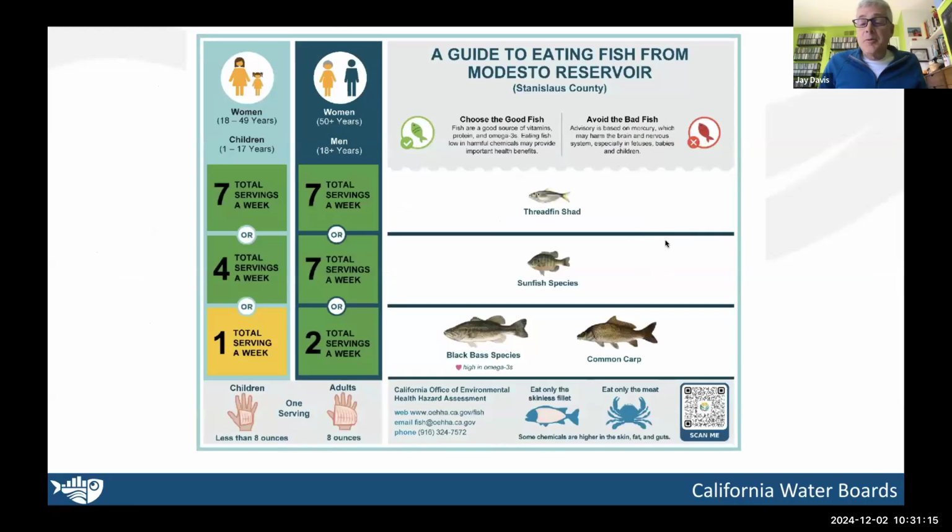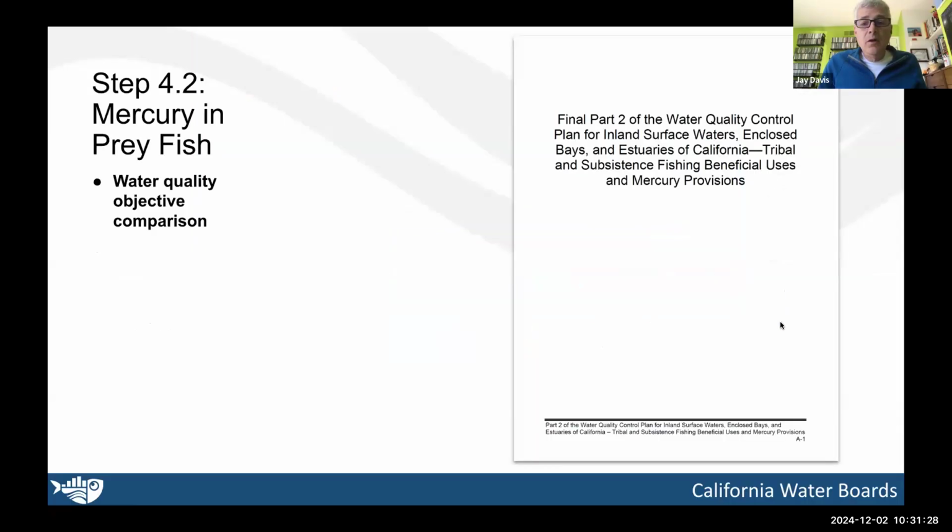So this is the advisory poster for Modesto Reservoir. Black bass was 1 serving per week for the sensitive population. Threadfin shad, 7 servings per week.